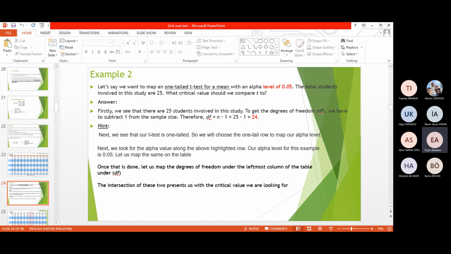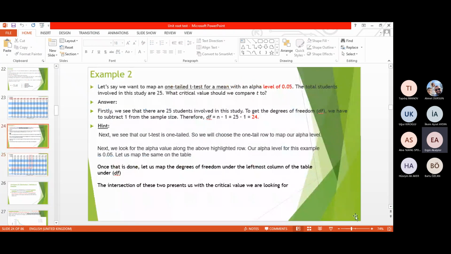Okay, as I said to you, when you are looking at the table here, for 24, this will give you the value. I am using the pointer and it has stopped again. Okay, here are the hints. Let's read the hints to see what we're doing. We see our t-test is one-tailed, as you are observing. So we will choose the one-tailed row to map our alpha level. Next, we look for the alpha value along the above highlighted row.